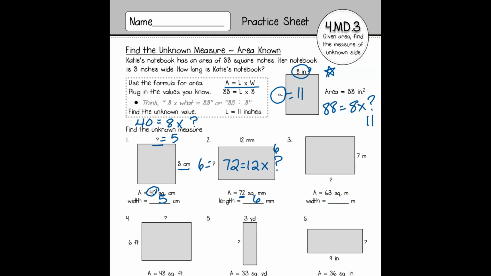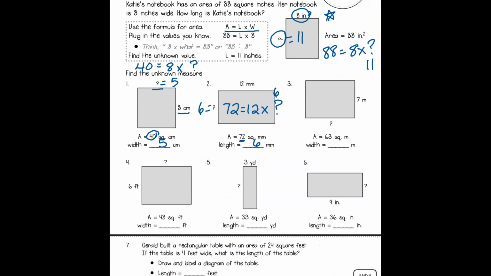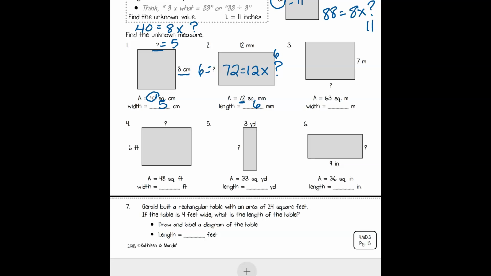Today, I would like you to complete the rest of the problems on the page, 3, 4, 5, and 6. And then if you scroll down to number 7, it has a word problem. Okay, I want you to notice after they describe the rectangle that Gerald built, it tells you what the area is right here. Okay, it also tells you one of the sides.